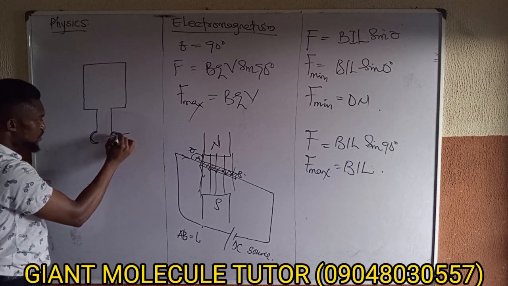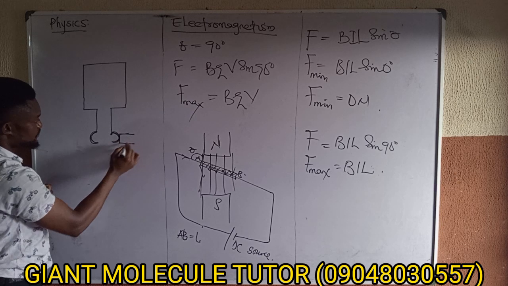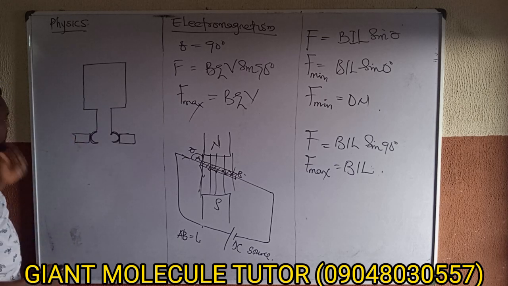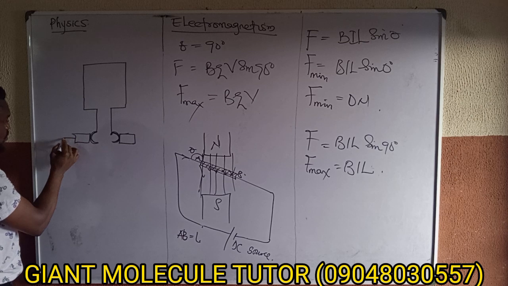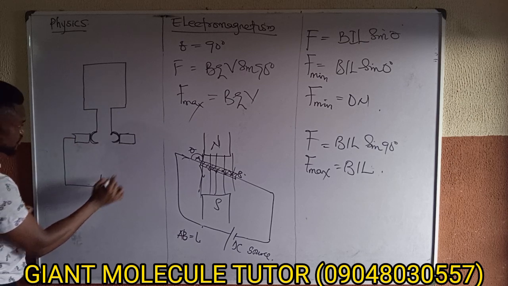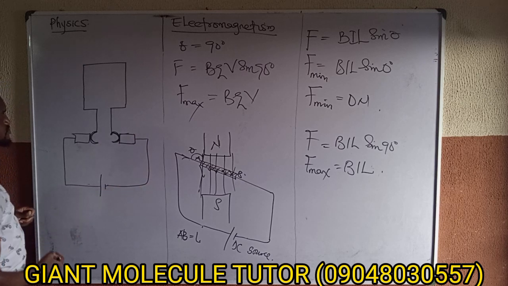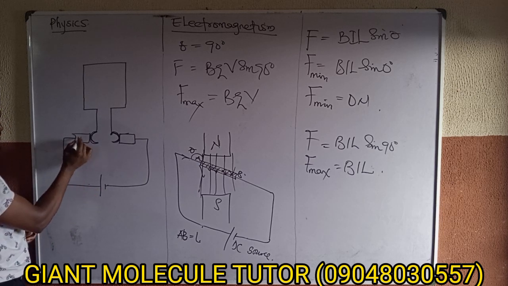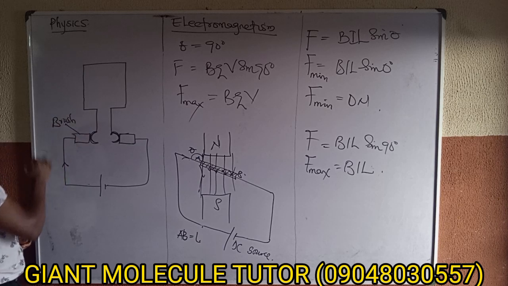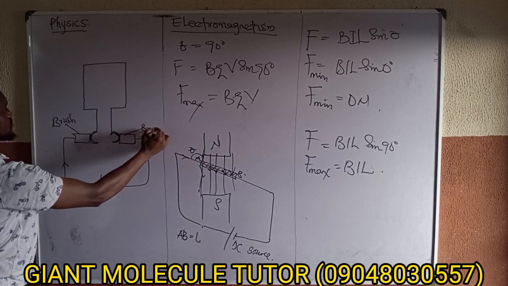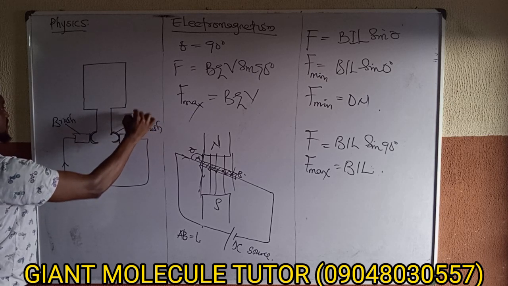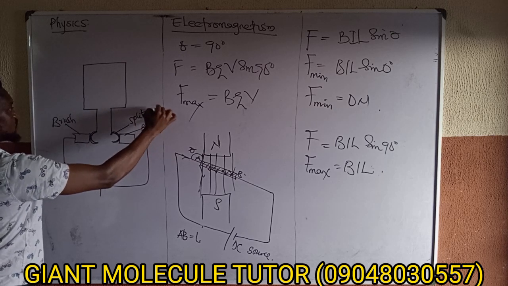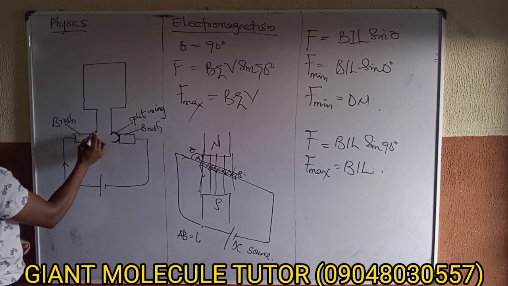Then, fixed at the brush, we have a brush. So we have this as the brush. Now, from the brush, we connect a battery or electric source. Here we have a brush, the same thing here, brush. We have here the split ring, or you call it the commutator. The same thing is applicable here.